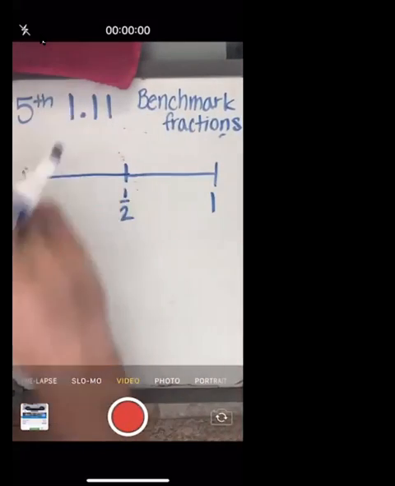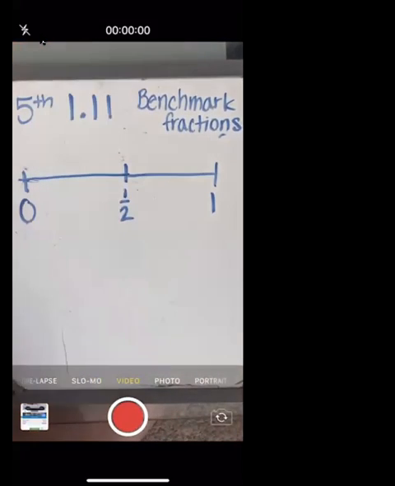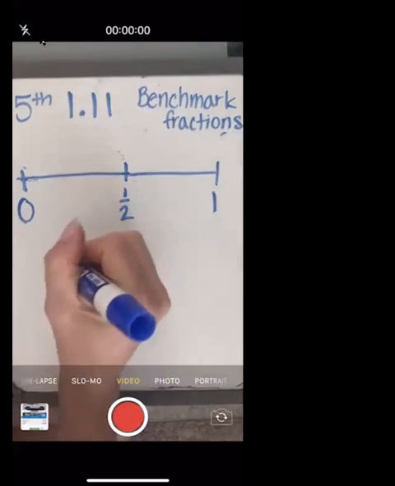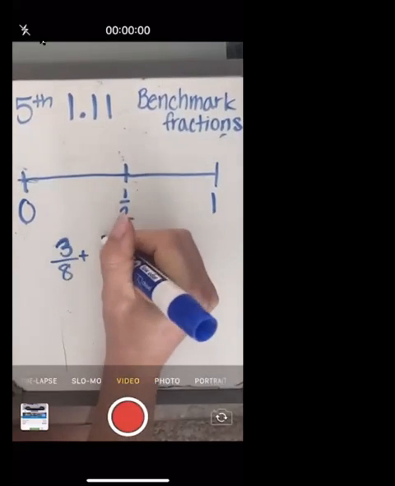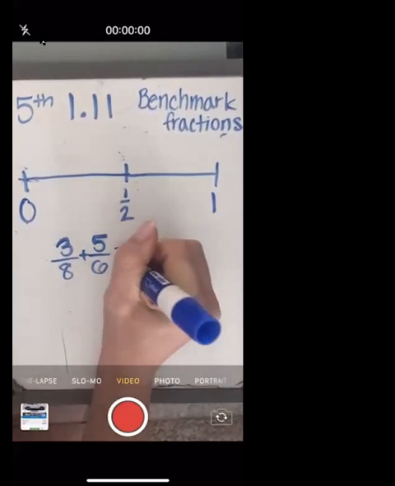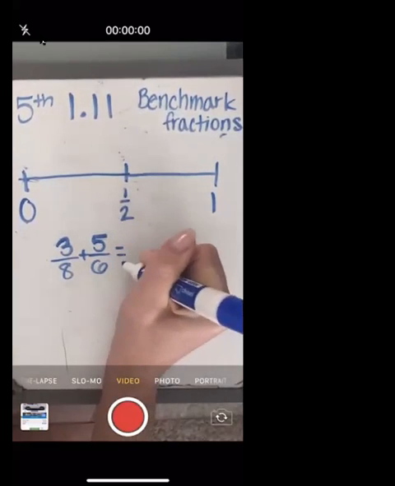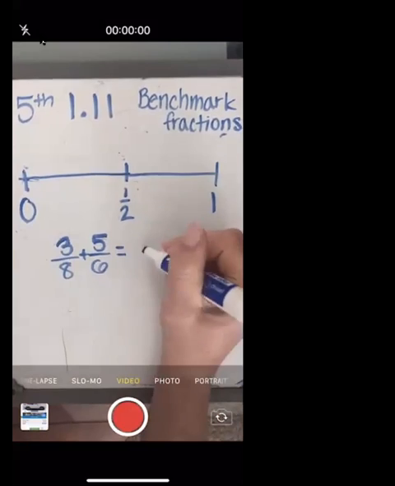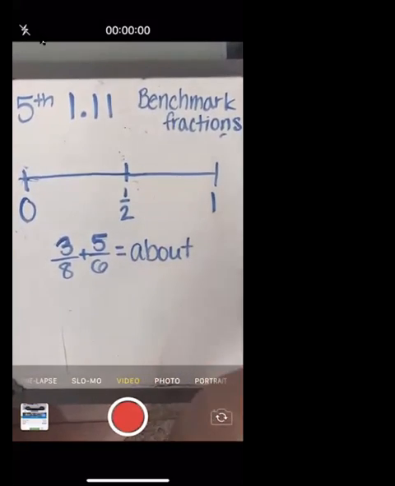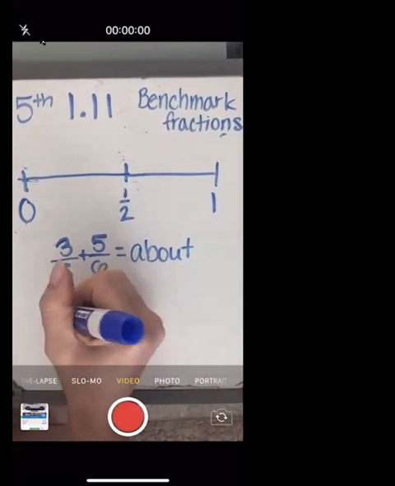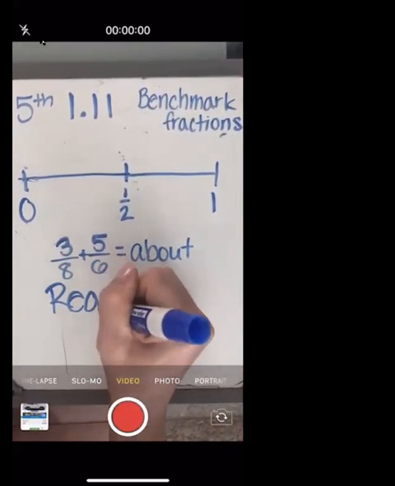So now we're going to do it with adding fractions. So here's what we have. I want you to think about 3/8 plus 5/6. And here's what I want you to do different. I want you to say equals about something. I don't want you to actually solve it. We're working on this word called reasonableness.